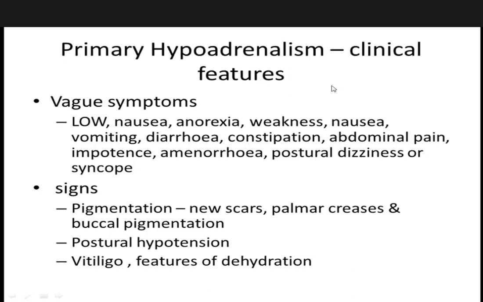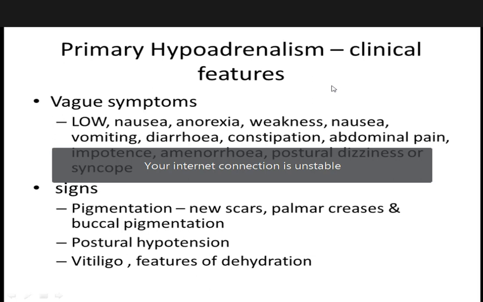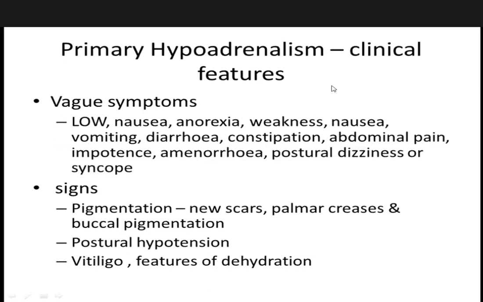Features of primary adrenal failure: they will have all sorts of weak symptoms, even in secondary adrenal failure as well, right? So they can have loss of weight, nausea, anorexia, vomiting, diarrhea, constipation, abdominal pain, impotence, amenorrhea, and importantly, they can have postural dizziness and syncope, especially postural syncope, right? Due to postural hypotension, right?